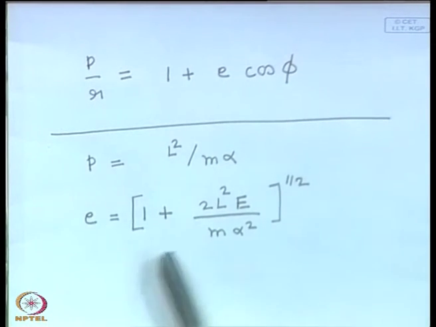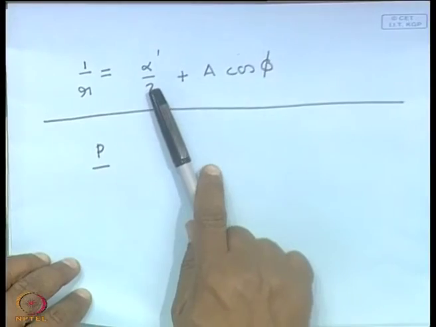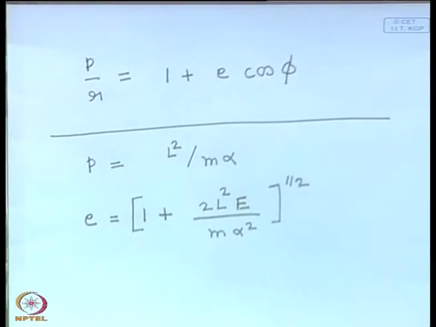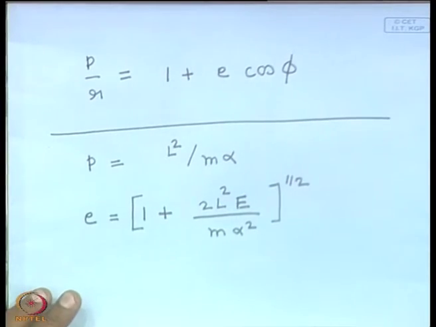This is nothing but straightforward algebra, you have to just work back. You can identify what P is from this expression and what E is from this expression, and write them in terms of E and L and alpha and the reduced mass of the particle, and you can arrive at these expressions. This is just straightforward algebra, I am not going through it. So, this is the orbit of the reduced mass under this central force motion, which is gravity.